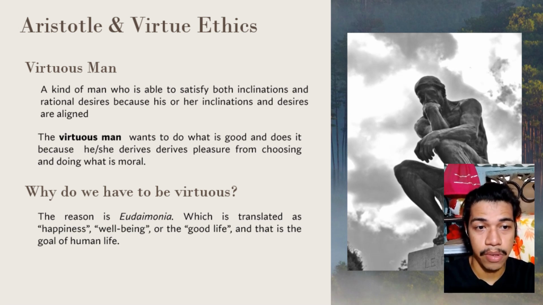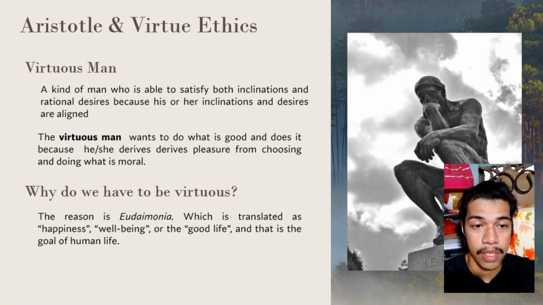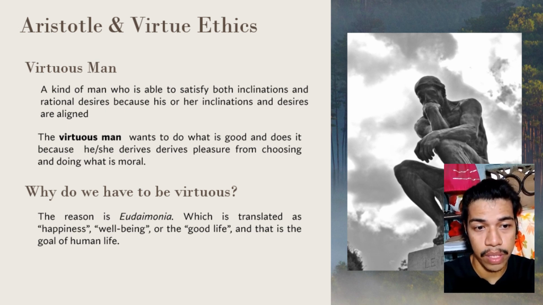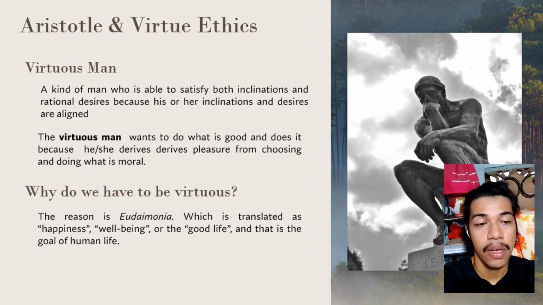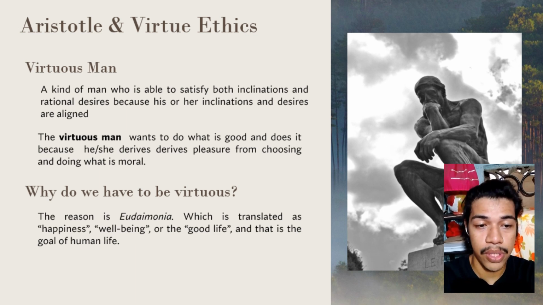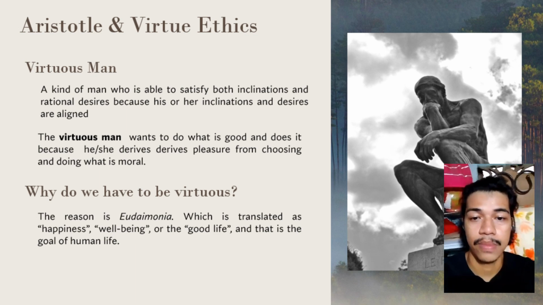This slide explains Aristotle's idea of a virtuous man, someone who aligns both rational thought and desires, choosing good actions willingly. A virtuous person enjoys doing what is moral. The reason for being virtuous is achieving eudaimonia, which means happiness, well-being, or the ultimate good life, which Aristotle saw as the highest human goal.